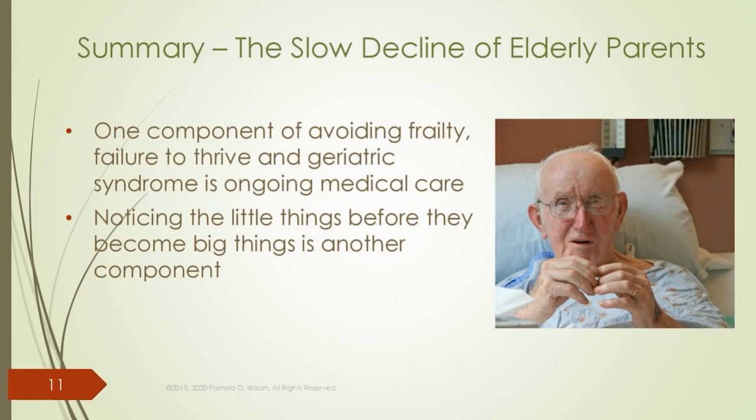One component of avoiding frailty, failure to thrive, geriatric syndrome is ongoing medical care. It's those checkups, it's the vaccinations, it's all of that we will talk more about. Noticing these little things before they become a big, huge thing that you should be noticing. We can prevent so many of these things that happen in our elderly parents if only we take action.